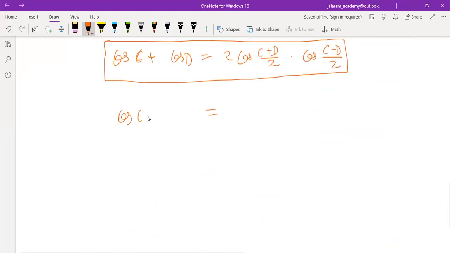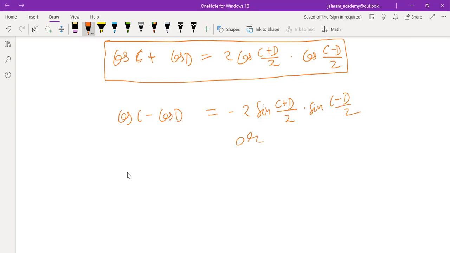So we write cos C minus cos D equals minus 2 sin (C plus D)/2 into sin (C minus D)/2. Or we can also learn it by this method: cos C minus cos D equals 2 sin (C plus D)/2 into sin (D minus C)/2.